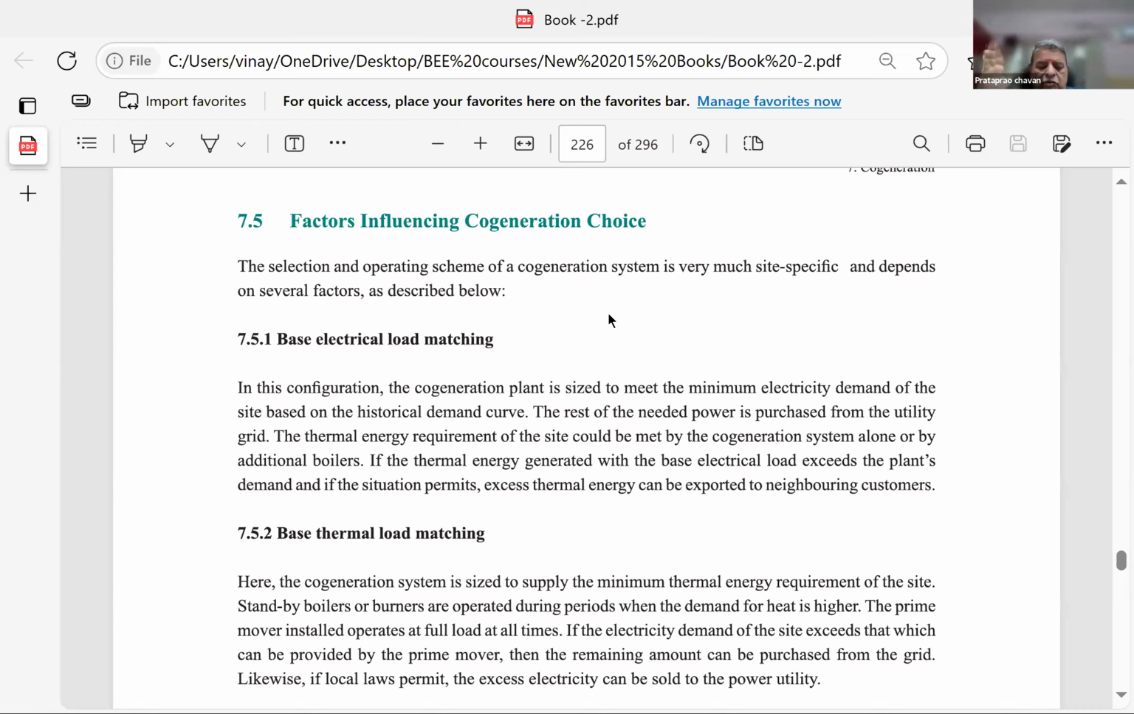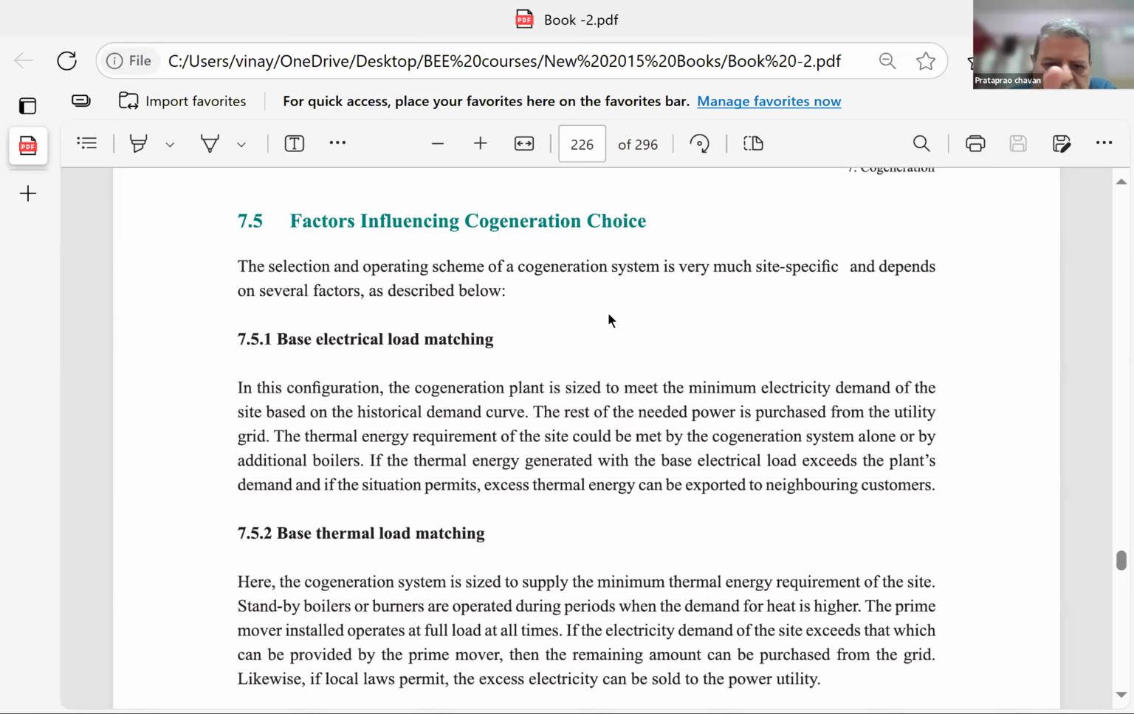So the owner says, sir, 5 megawatt investment is more, 4.5 megawatt investment is less. You give me a 4.5 megawatt plant, and for the remaining 0.5 whenever I need extra, I will buy it from the electrical grid. I already have an electric connection. So whenever my own generation falls short, I will take it from the grid. So if you give him a system to match his minimum load, that is called base electrical load matching.